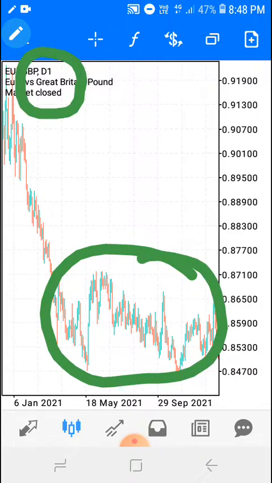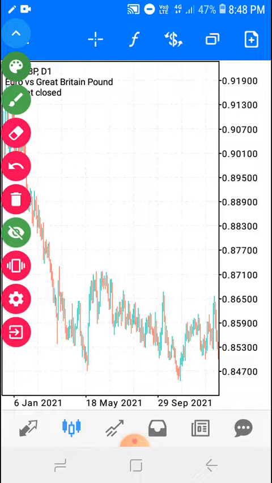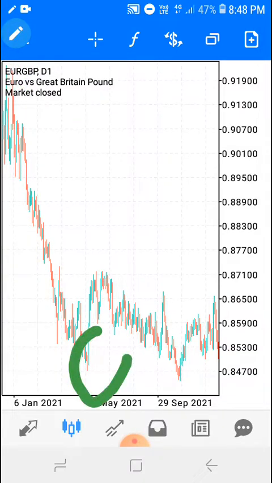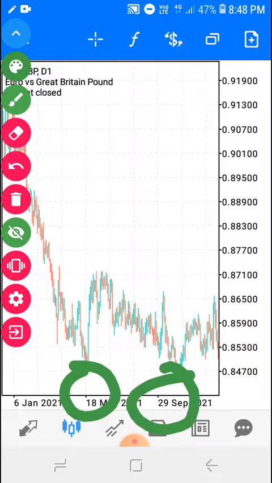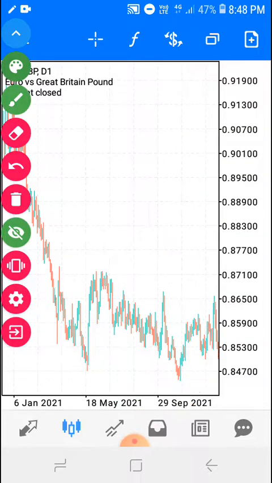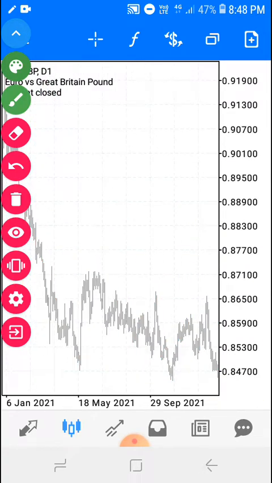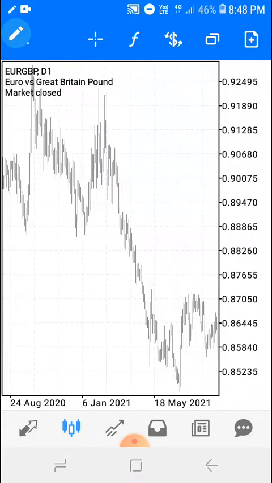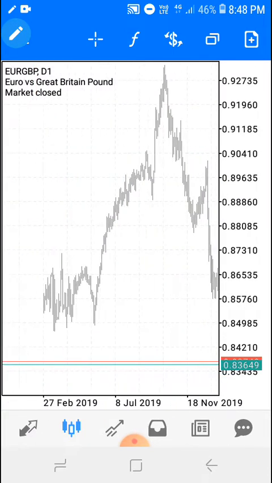My time frame is day one, and you can tell how many days from 18 May. Let me do this for you. From 18 May to 29 September, the market was just moving around, bouncing up and down like so. If you were expecting a trend, that's a mess, too many months up and down. Of course, a trend will happen once in a while, but most of the time we're just bouncing up and down.